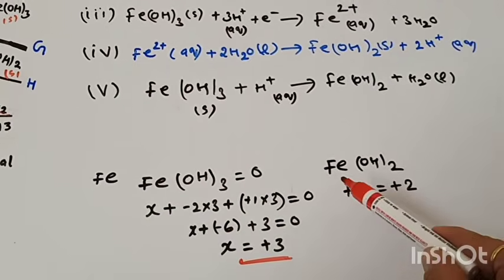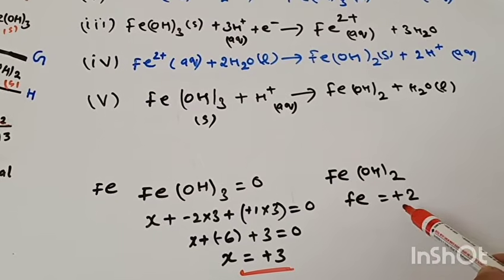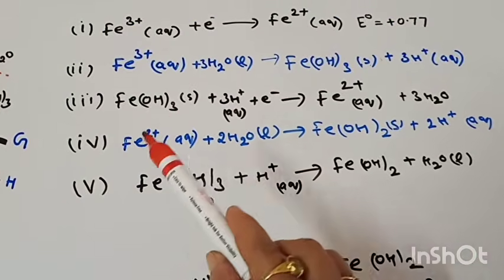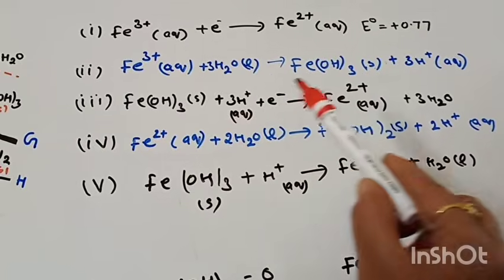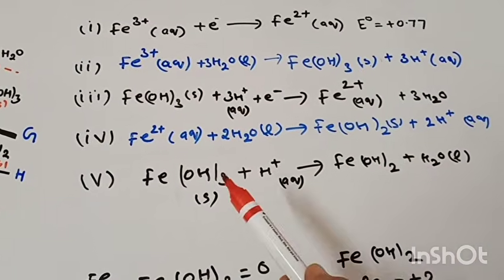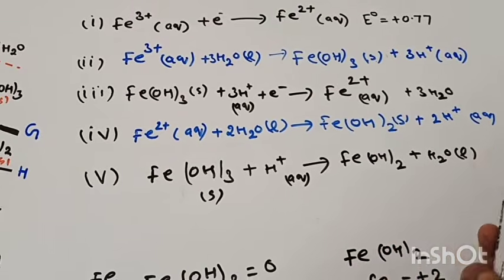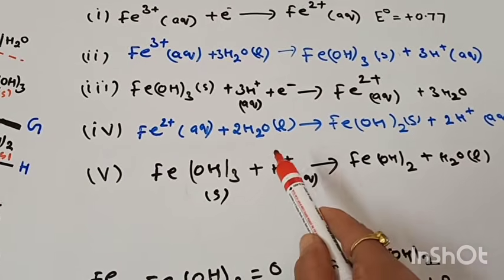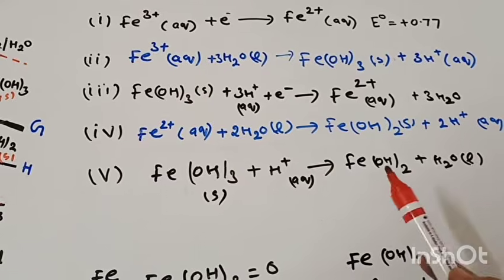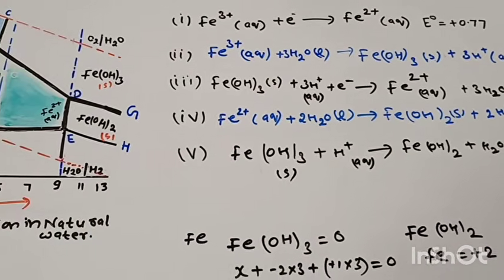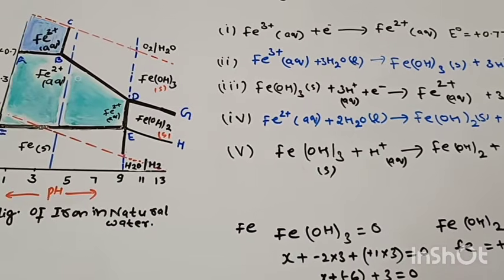Similarly, for ferrous hydroxide iron has +2. In these reactions you just have to keep track of the oxidation number, and if a change is taking place then it is a redox reaction. If no change is taking place, it is a non-redox reaction, and if hydrogens are involved then it is pH dependent, otherwise it is pH independent. So we will see the details of these reactions.